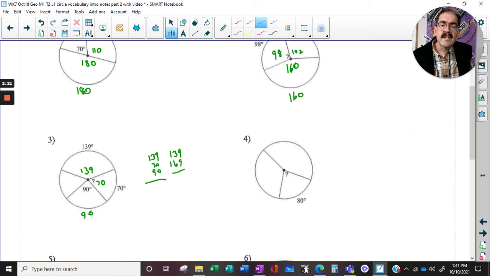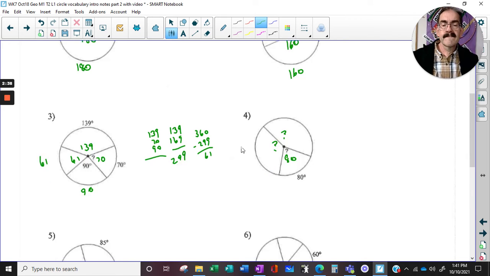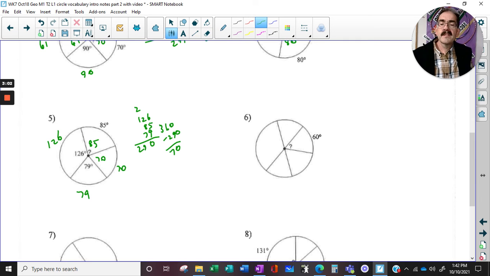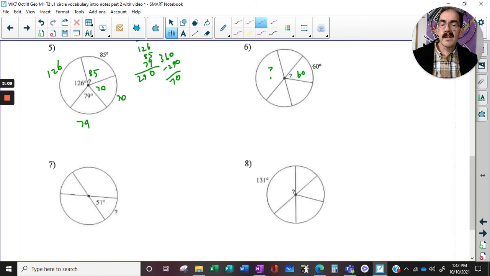139, 169, 299. 360 minus 299, 61. 61, 80, and we weren't given enough information for the others, okay? 85, 79, 126, 79, 126, 85, 79, 20, 19, 290, 360 minus 290, 70, 70, 60, okay? And we weren't given enough information for the rest, okay?